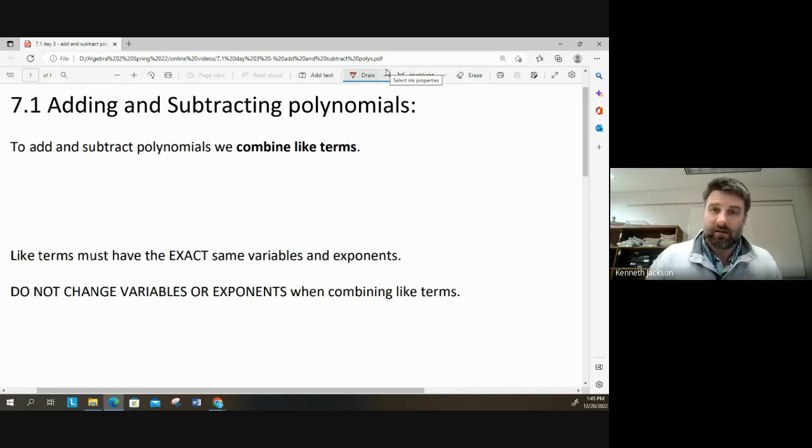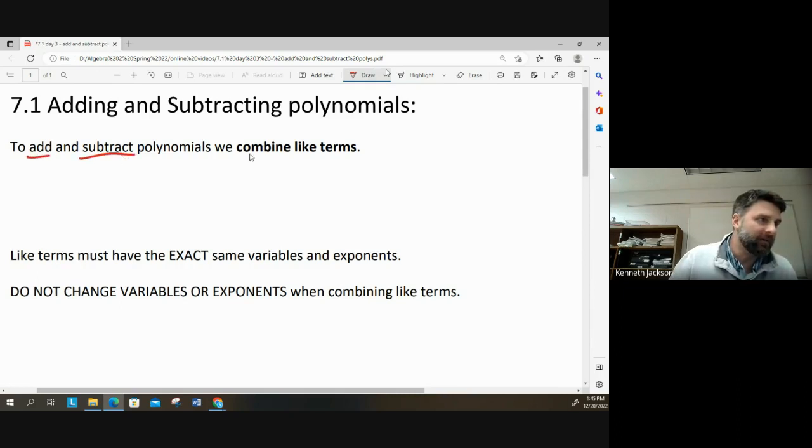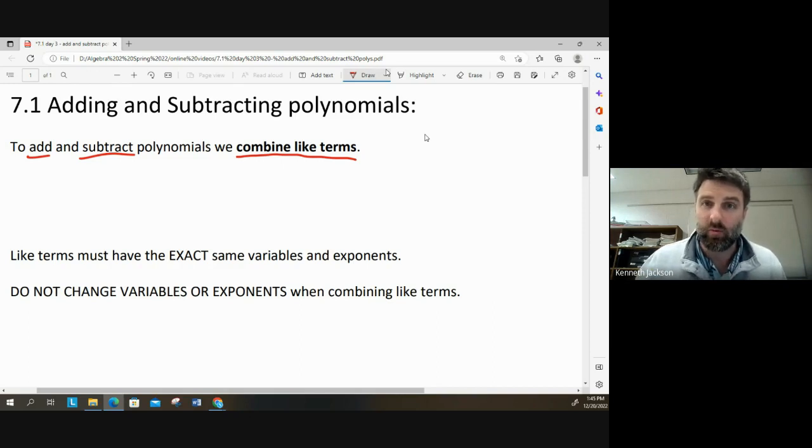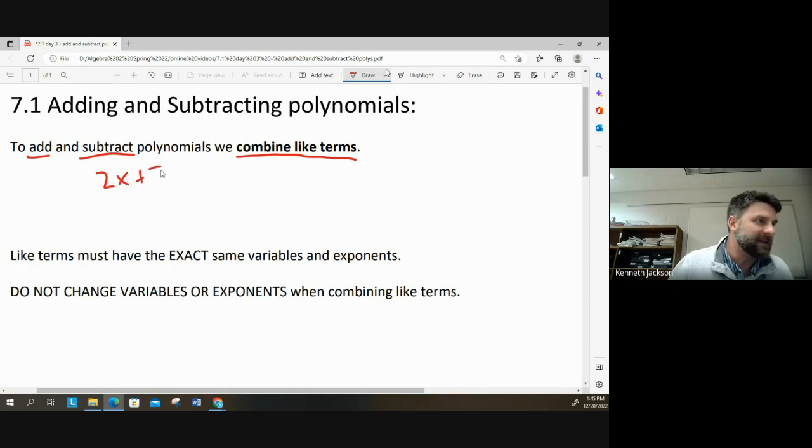The good news is adding and subtracting polynomials, we kind of already have been doing in Algebra 1, because in order to add and subtract polynomials, we have to combine like terms, which is something we should be familiar with from Algebra 1, as the steps to solve an equation: distribute, combine like terms. For example, if I had something like 2x plus 7 plus 3x, to combine like terms, I put the things together that have x's. 2x plus 3x. Well, 2 plus 3 is 5, so I have 5x plus 7.